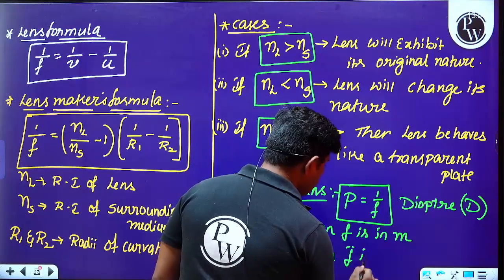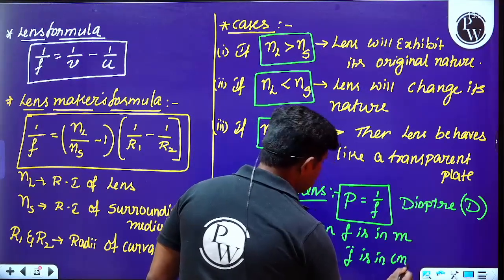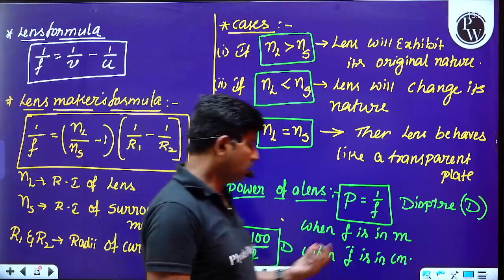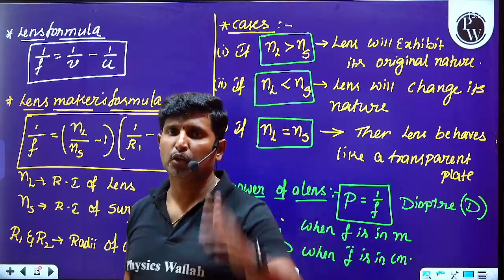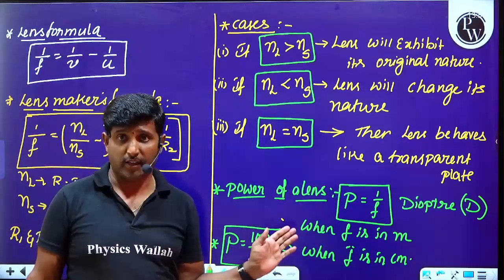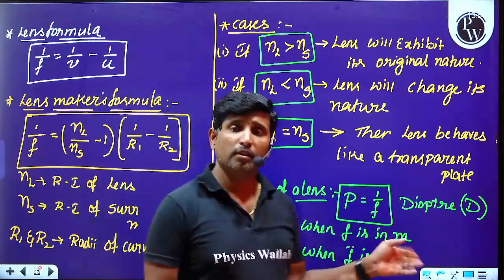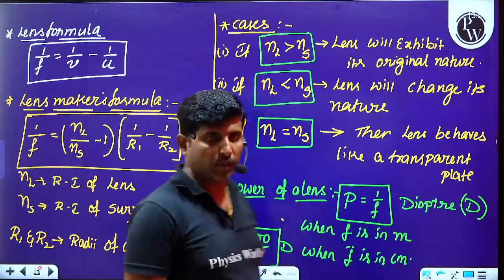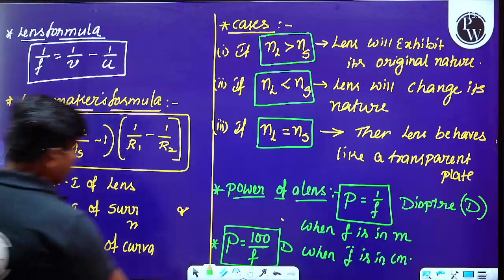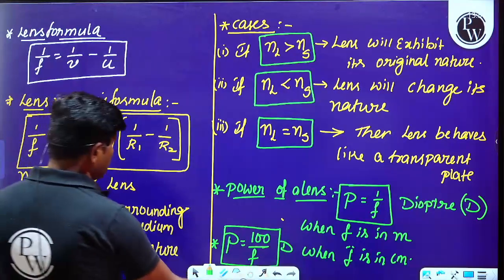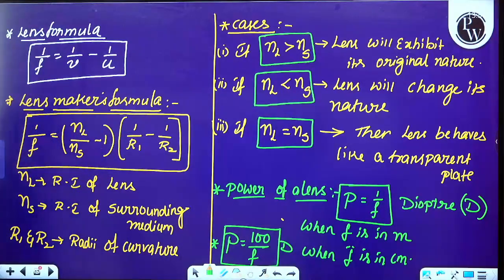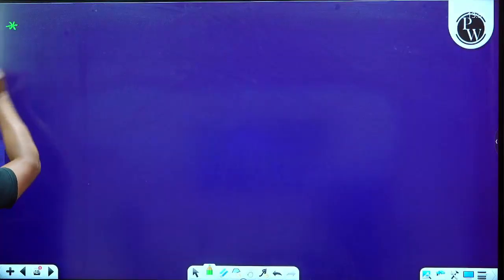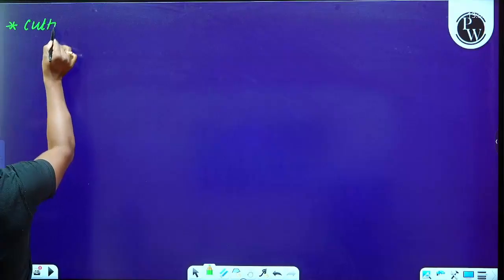When the focal length is in centimeters, the formula to measure the power is 100 by F. And when the focal length is in meters, then the power of the lens is 1 by F. So these are the things we have to keep in mind without fail. Later we can move on to the next concept, that is cutting of a lens.